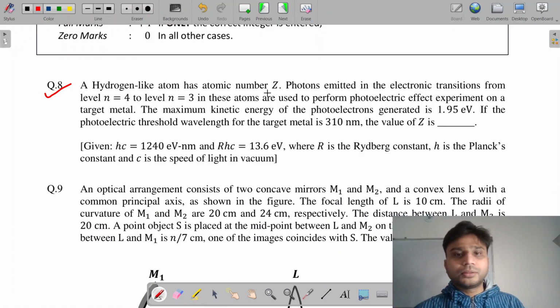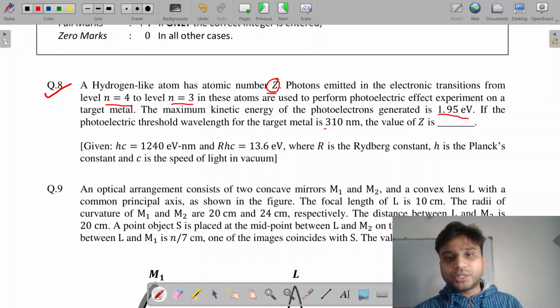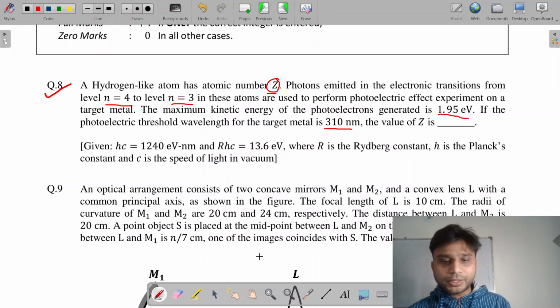There is an atom whose atomic number Z we have to find. Electrons are transitioning in that atom from n equal to 4 to n equal to 3 state, so they are emitting photons. These photons strike a target metal and produce photoelectrons with a maximum kinetic energy of 1.95 eV. The threshold wavelength of the target metal is 310 nanometers. We have to find what that atom is.